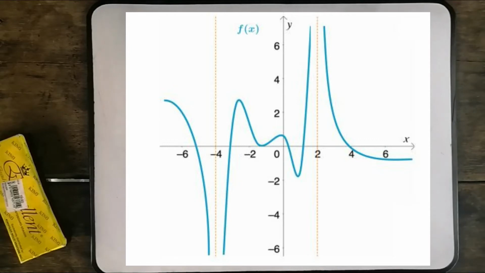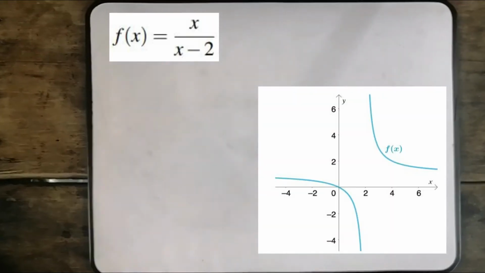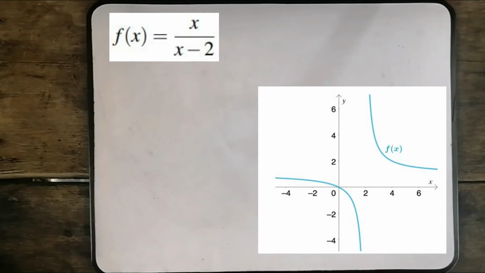So you can easily observe that f of x decreases indefinitely as x approaches negative 4, while f of x grows without bound as x approaches 2. So in conclusion, we say that the lines x equals negative 4 and x equals 2 are the vertical asymptotes of f of x. Now let's consider the graph of f of x equals x over x minus 2.